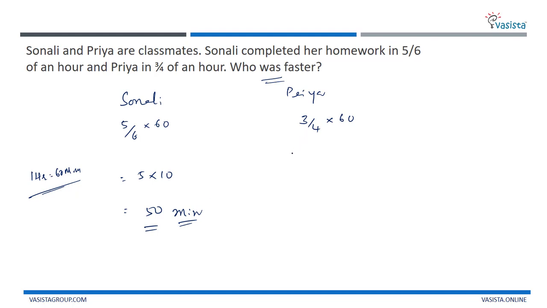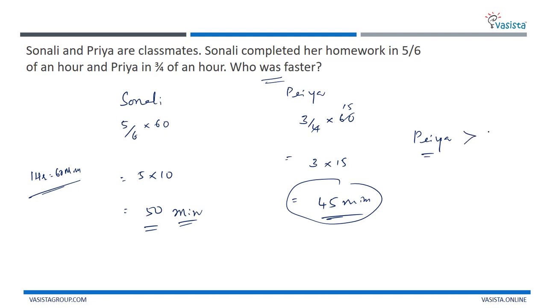Now let us check this one. 4 ones are 4, 4 15s are 60. That is 3 into 15. 15 threes are 45 minutes. Priya took 45 minutes. So now the question is who was faster? Priya was faster, since she took less time. So Priya is faster than Sonali. This is what we needed to work out.